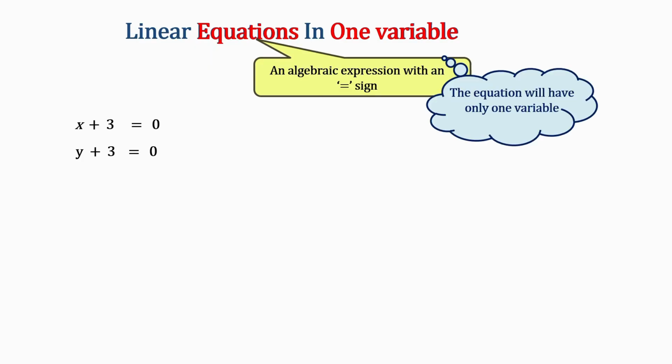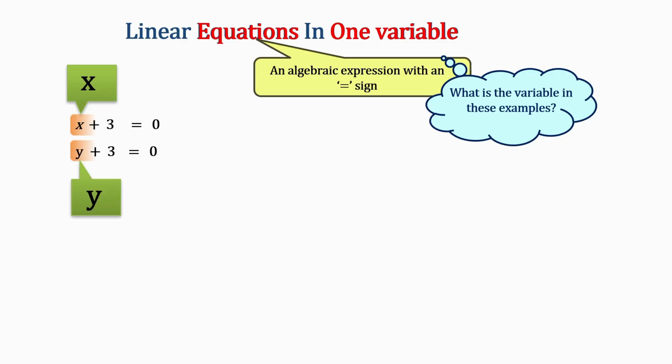Now, let us talk about the one variable. The equation will have only one variable. What is the variable in these examples? Let us take a look. If you take a look here, there is only one variable, that is x. In this case, the variable is y.